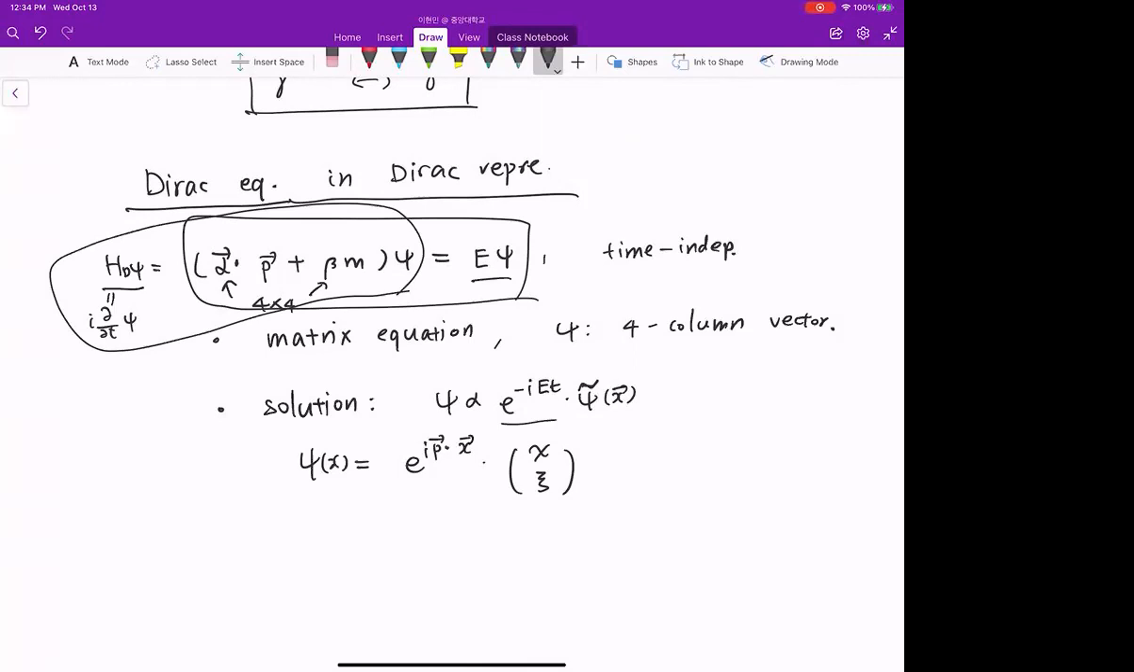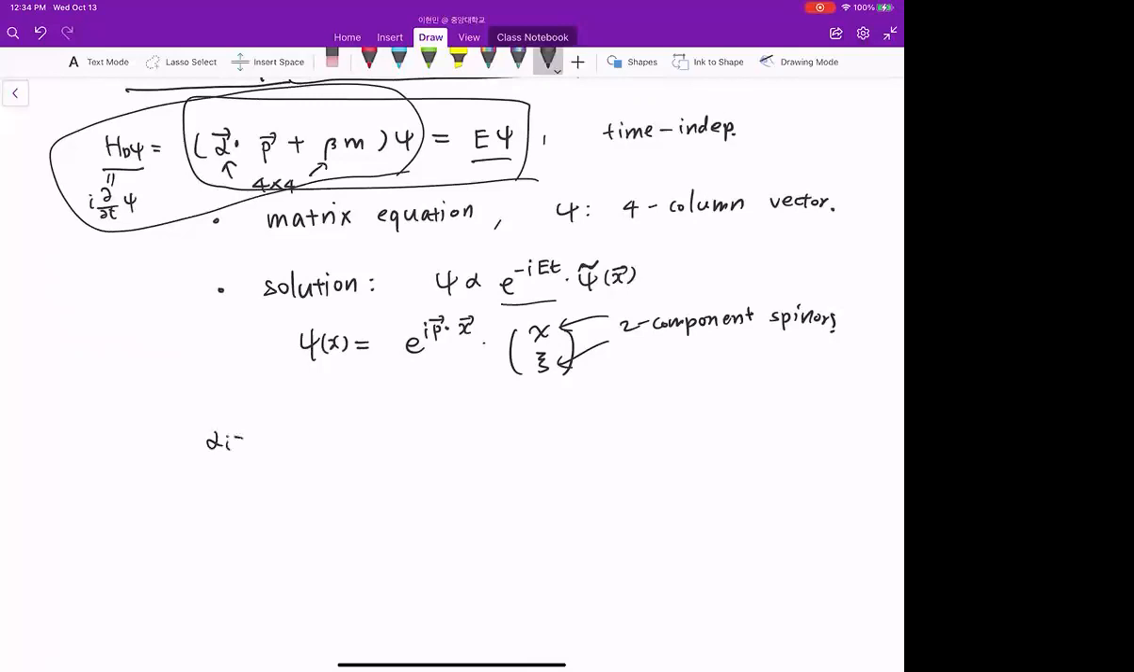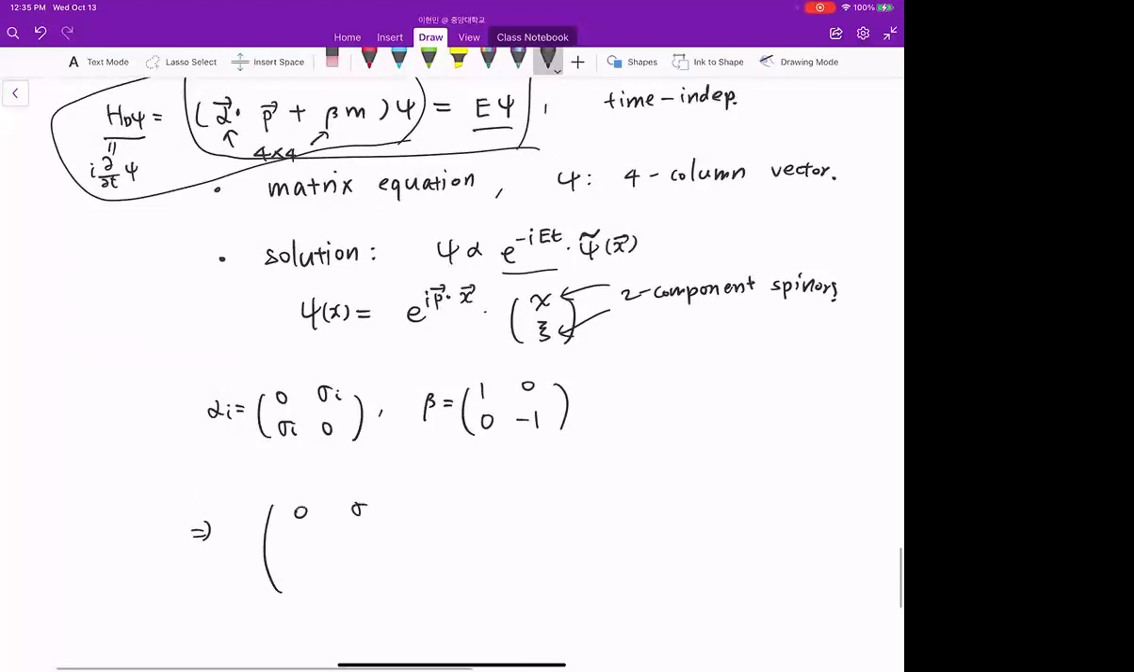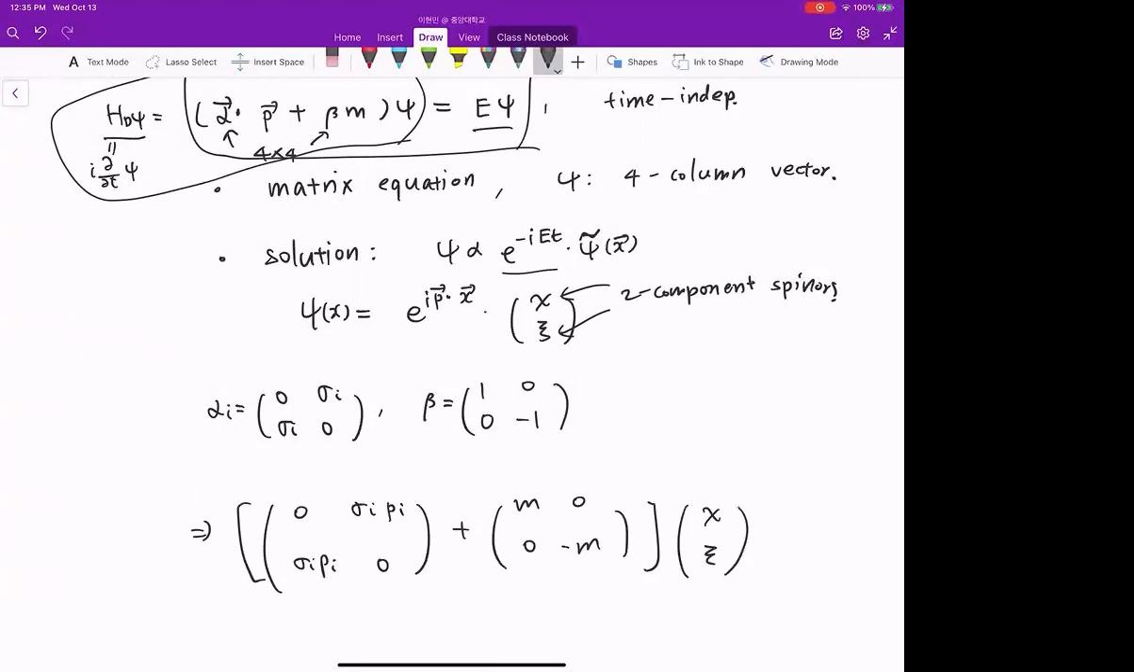So we are introducing these two component spinors. Let me put them into the Dirac equation. Alpha i equals 0, sigma i, sigma i, 0, and beta equals 1, 0, 0, minus 1. From there, the Dirac equation becomes this matrix equation, with sigma i p i and the energy.